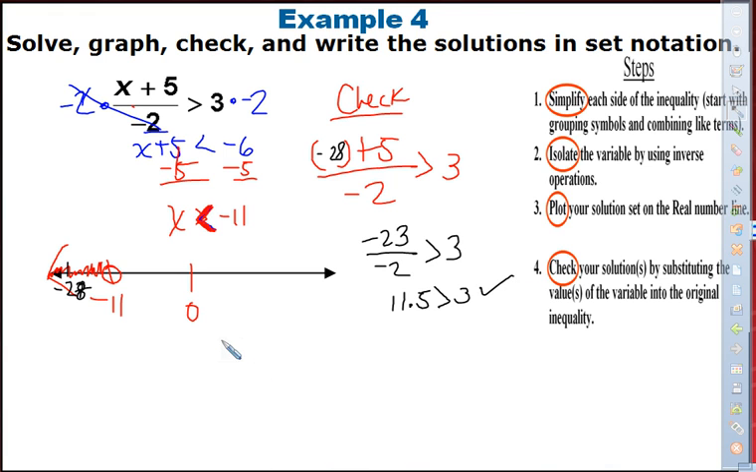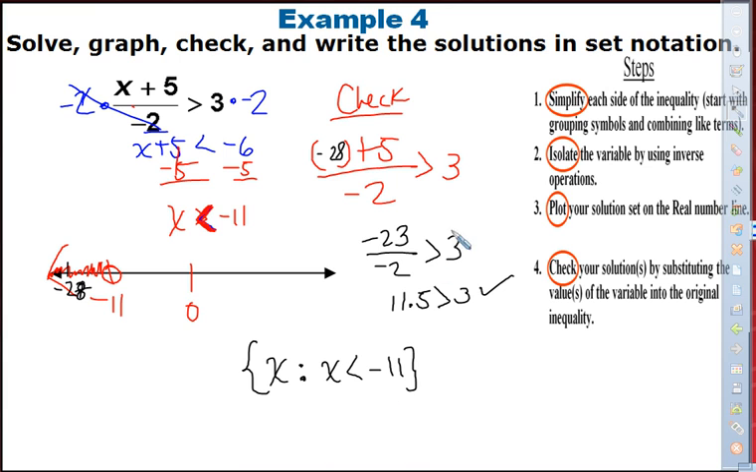Yes. So we're done. So our notation: the set of all x such that x is less than negative 11. Okay? So far, so good?